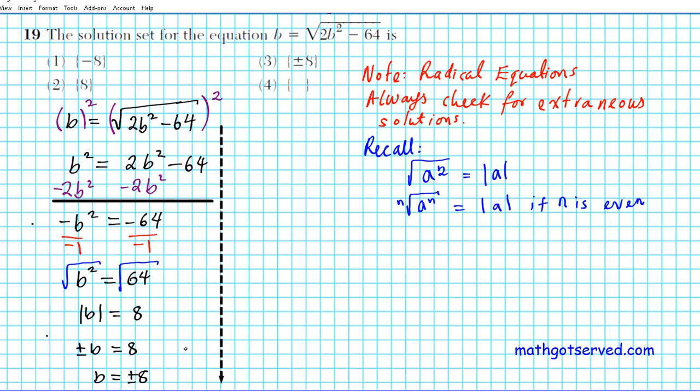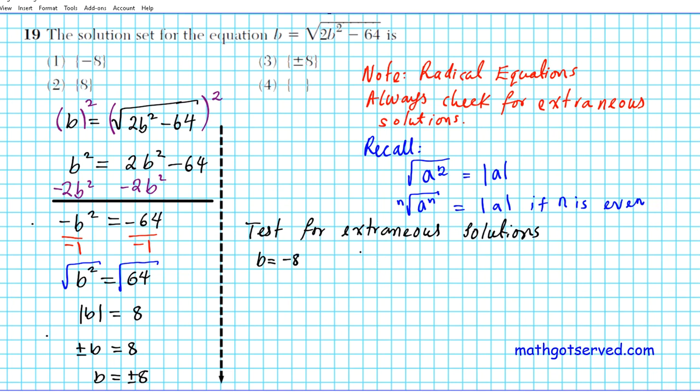So how do we know which is extraneous? We have to check or test. So test for extraneous solutions. All you do is take the answers that you got and substitute them into the original equation to verify that it satisfies it. Okay, so the first one is b equals -8.